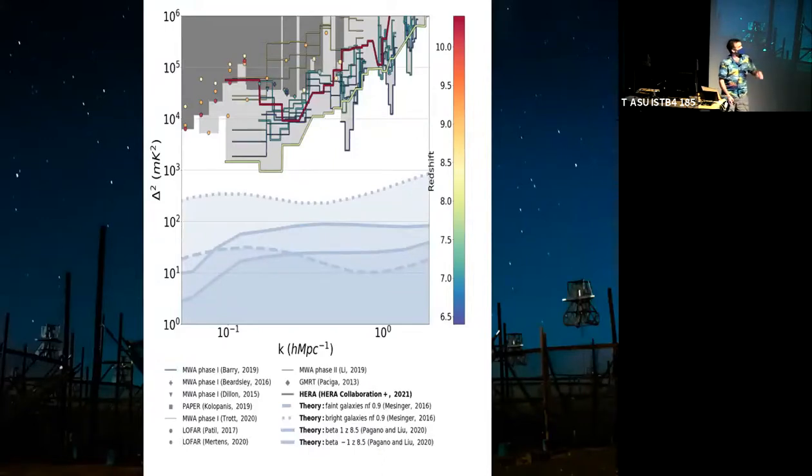Redshift is in color. Redder is further away, and bluer is closer, roughly speaking. You see that the lower redshift, the redshift 8 bin, is pretty low, starting to get close to the models. The red one is less low. That's because at lower frequencies, the noise increases. I won't explain why, but it does.